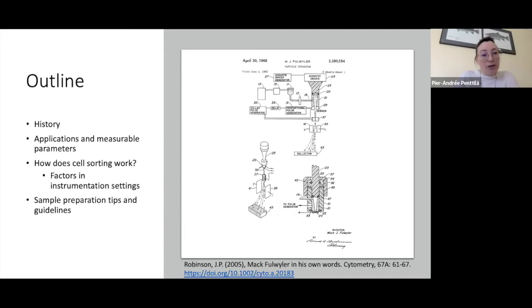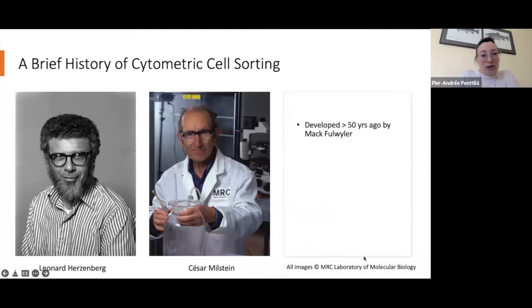Here we have an image of the patent that was developed by Mack Fulwyler, who's actually the father of the development of the cell sorter. This was patented in 1968. So Mack developed cell sorting over 50 years ago. And in 1962, he joined the Los Alamos laboratory in New Mexico with Marvin Van Dilla. Their primary interest at the time was in monitoring the fallout from atmospheric nuclear weapons testing that appeared in food products.